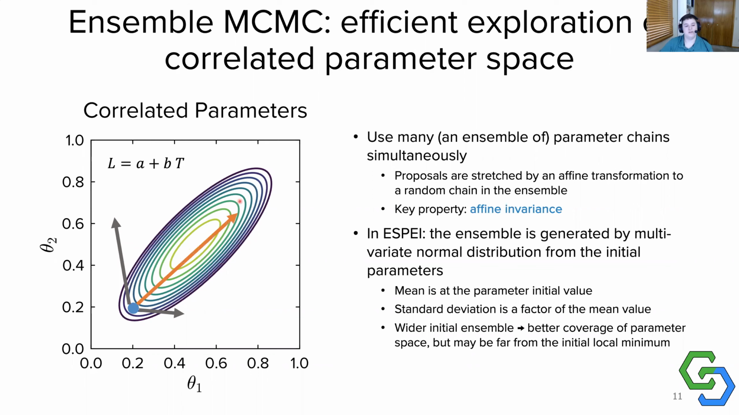And then when you take a new proposal, you scale that proposal depending on the state of all of the other chains. And so we generate this ensemble by default by taking whatever database you provide. So maybe it comes from parameter generation, maybe it doesn't. But we generate the ensemble by taking an uncorrelated normal distribution centered on the initial parameter value with a width of the standard deviation of some factor of that value. So we choose 10% just by default.